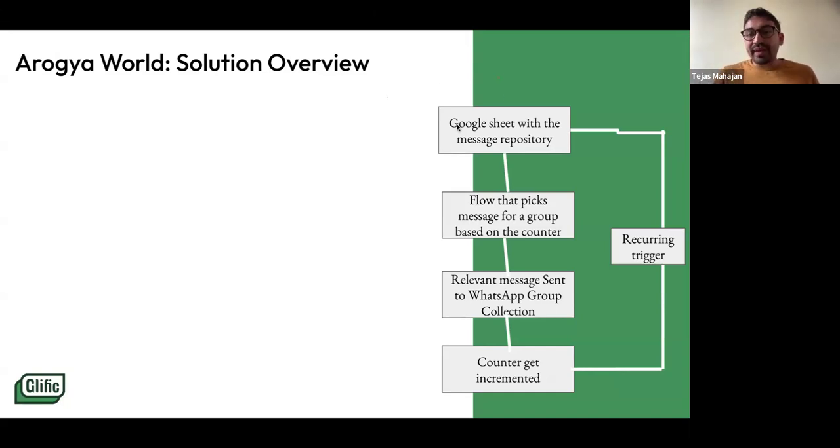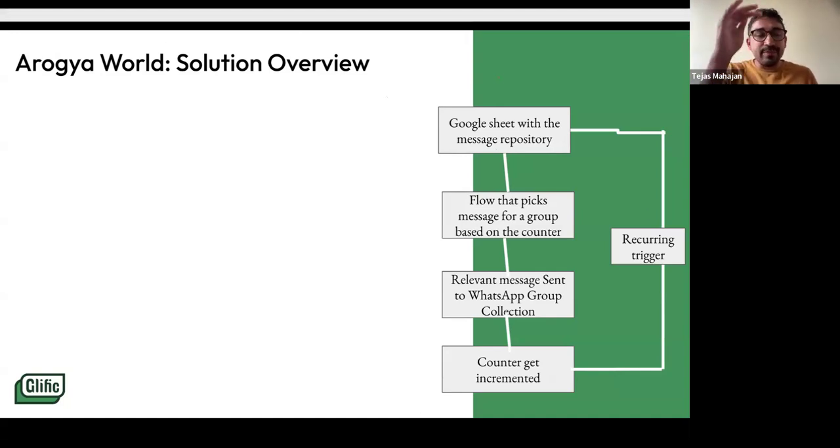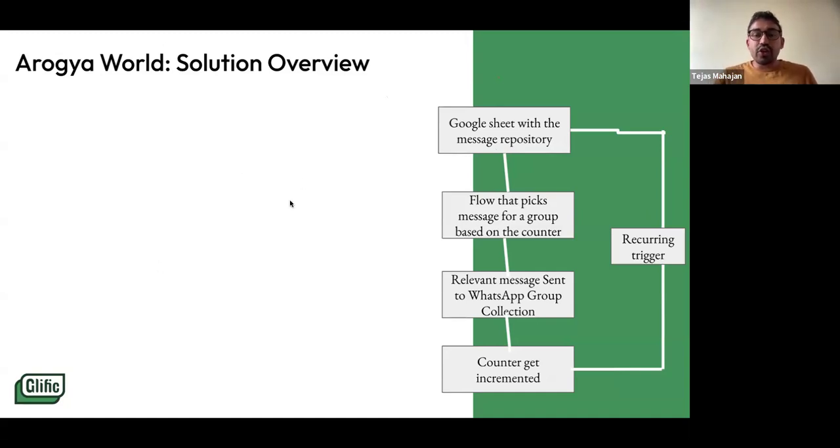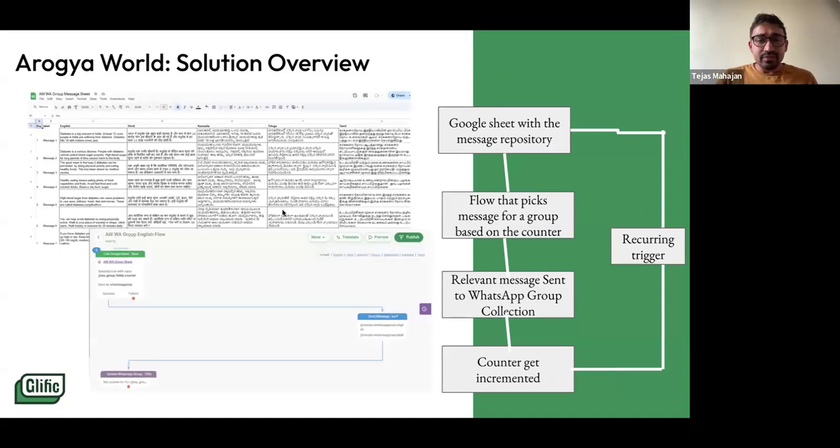But yeah, so Google Sheet became the message repository. There's a flow that picks up the message based on a counter, like 1, 2, 3, 4, and the relevant message gets triggered to the collection, and the same flow is triggered every day to the particular collection. So long story short, this is what is being done.